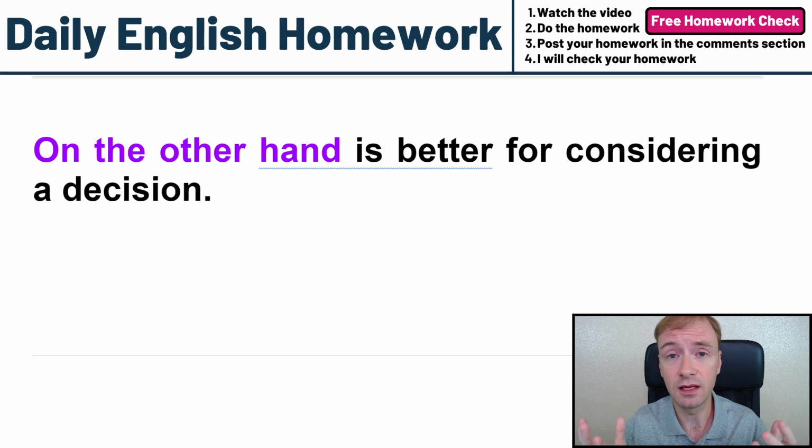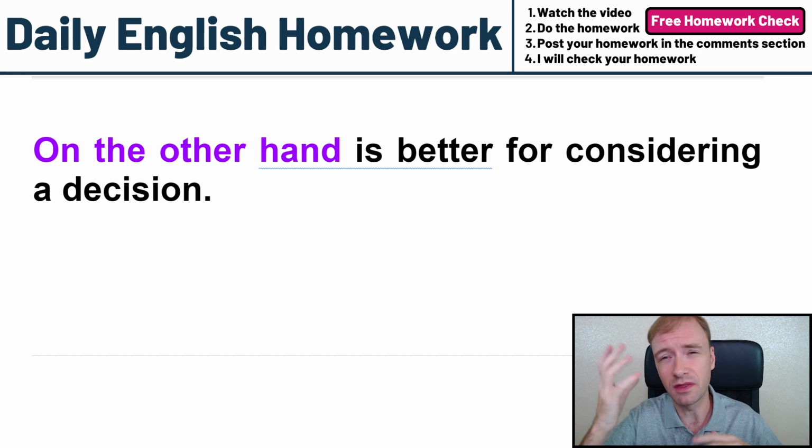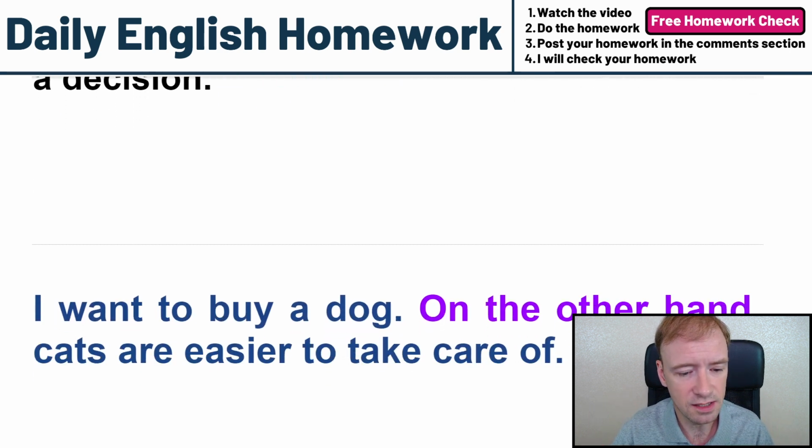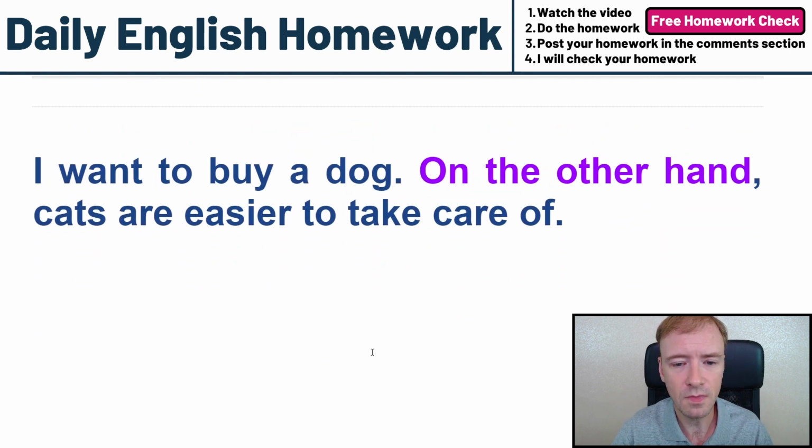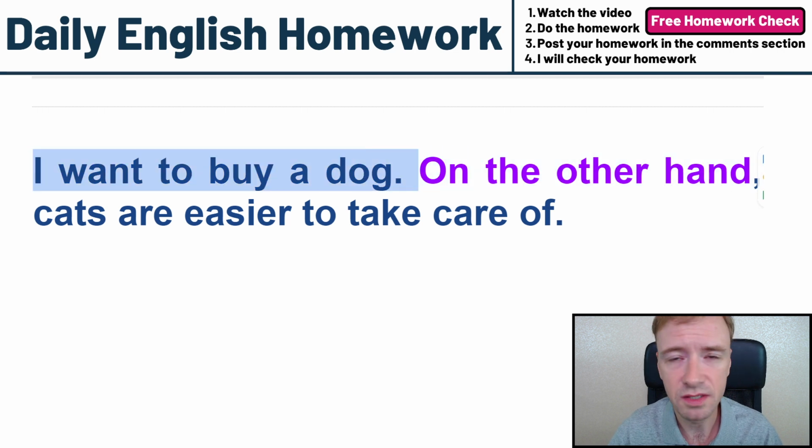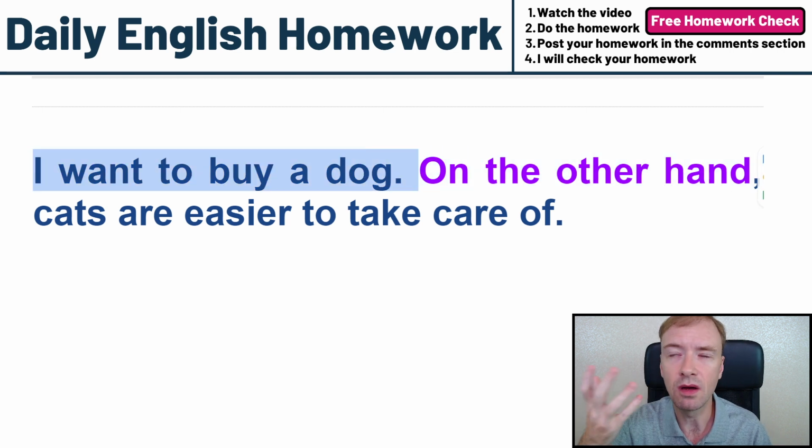But on the other hand, we have to make decisions. We have to think about many things every day. So we're going to use on the other hand. And let's look at the example here. I want to buy a dog. So I'm thinking about buying a dog. I want to buy a dog. So I'm thinking that's my view right now is a dog would help my life.